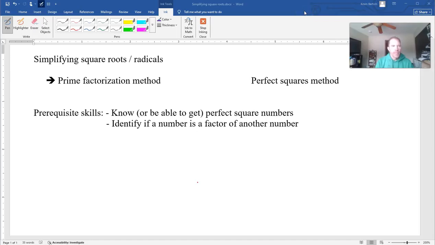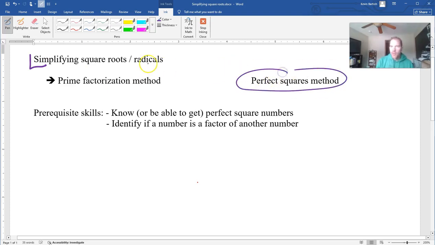Hello everybody, this video is on simplifying square roots or radicals. In this video we are going to focus on the perfect squares method. We did another video where we did prime factorization, so this video is not prime factorization, it'll be perfect squares. So just a different way to solve the same problems.